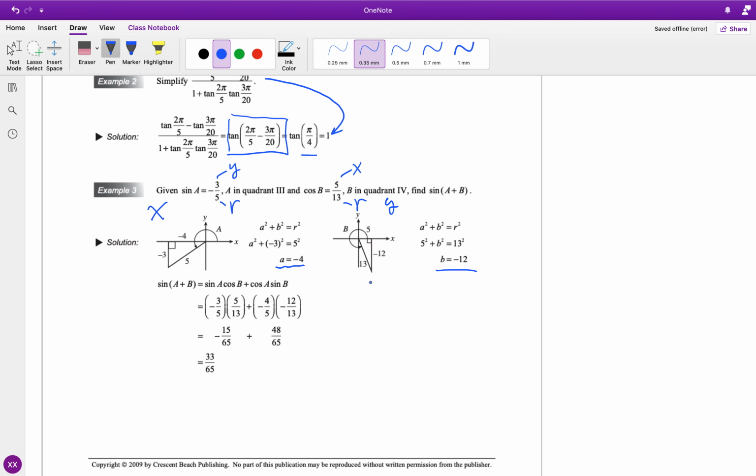The reason is because you need to find sine A. Here sine is given, but you need to find cosine A, so that's why you need to know the x. Now here cosine B is given, but you need to know the sine B, so then here you go. Now you want to have this, and you have the sine B. And then your numbers out here, you calculate it, and that equals to that.